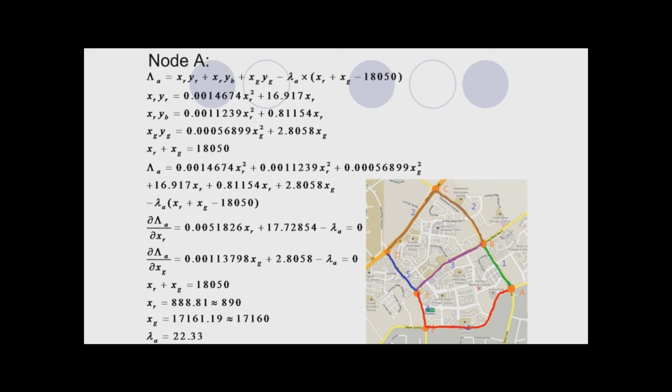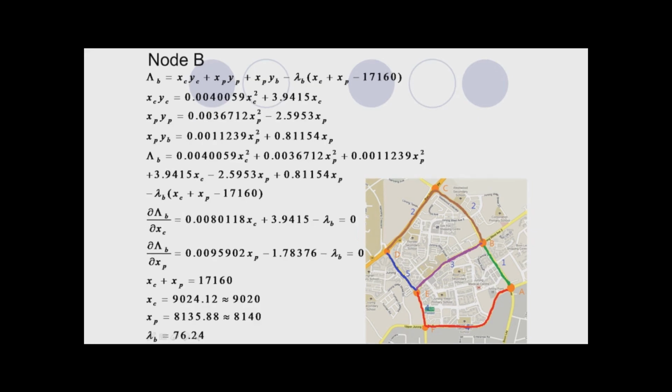By performing partial differentiation and solving the partial differential equations with a constraint of xr plus xg equals 18,050, we obtain the optimal number of cars, approximately 890 for the red and 17,160 for the green colored road, and with this, the total time taken will be minimized. By applying the same method, we can work out the optimum number of cars for the remaining roads.